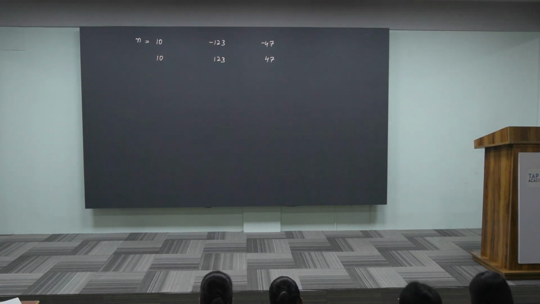If n, else also n only. Then both the places the same thing will print. If n is greater than 0, you will print n. 10 means it will print 10 itself. If the condition is false, when will it be false? Minus 10 it will be false. Again it will come over here and print minus 10.